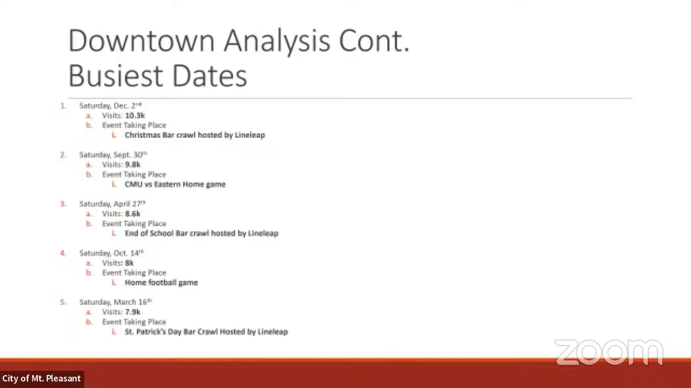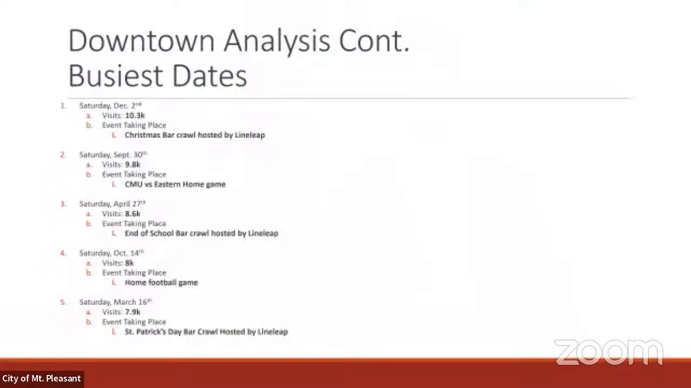We then looked into what the busiest dates were in downtown, what drew the most people in. And this briefly touches on CMU, actually. As you can see, number 4 and number 2 were both due to CMU. But we did see that the two things that tended to draw the most people downtown were CMU football games and bar crawls, which are hosted by a not-affiliated place called Line Leap, which is throughout the state of Michigan. And they actually host these bar crawls in partnership with the bars in Mount Pleasant. And those, 3 of the dates were due to that, bringing people in. So those definitely have a large impact on downtown.